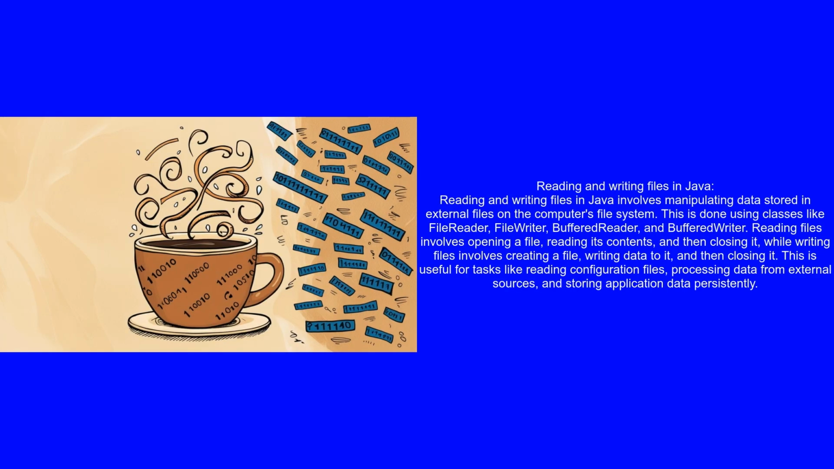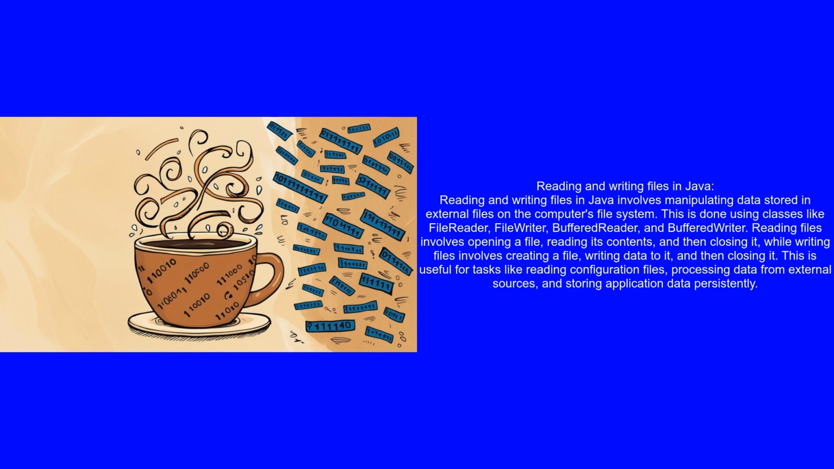Alright, so when it comes to reading and writing files in Java, we're basically talking about working with data that's stored outside of our Java program, like in files on our computer. To do this, we use classes like FileReader, FileWriter, BufferedReader, and BufferedWriter. When we're reading files, we start by opening the file, then we read the data inside it, and finally we close it when we're done. On the other hand, when we're writing files, we create a new file, write data to it, and then close it once we're finished. This whole process is super handy for things like reading configuration files, grabbing data from external sources, or even saving important application data for later use. So, being able to read and write files in Java is definitely a useful skill to have in your programming toolkit.